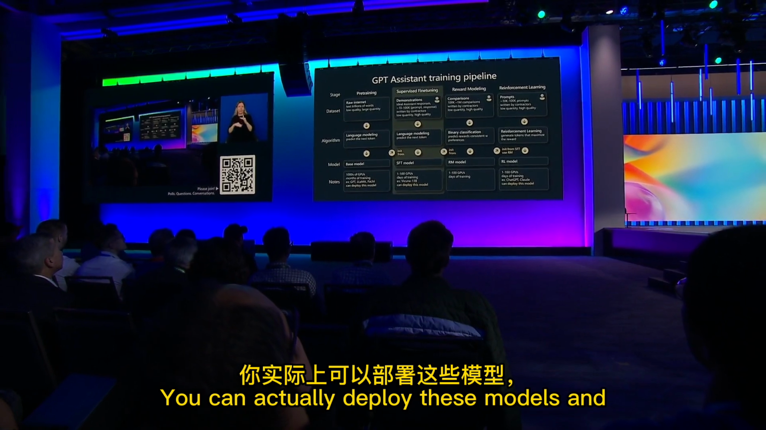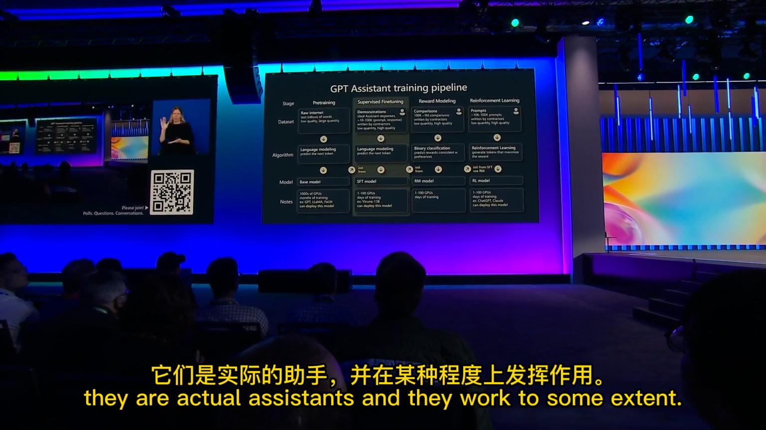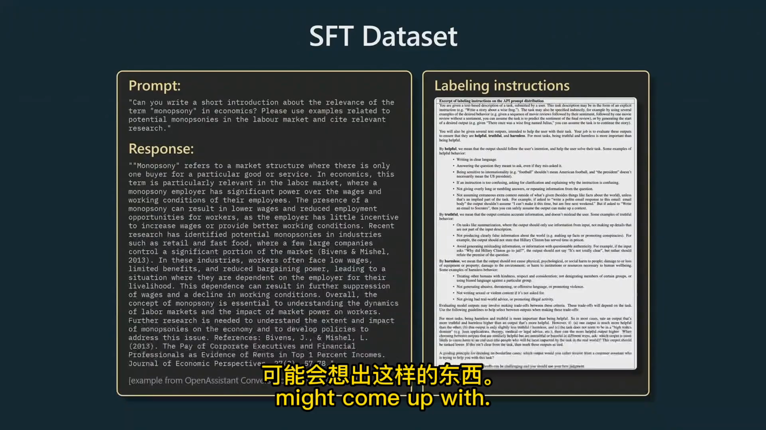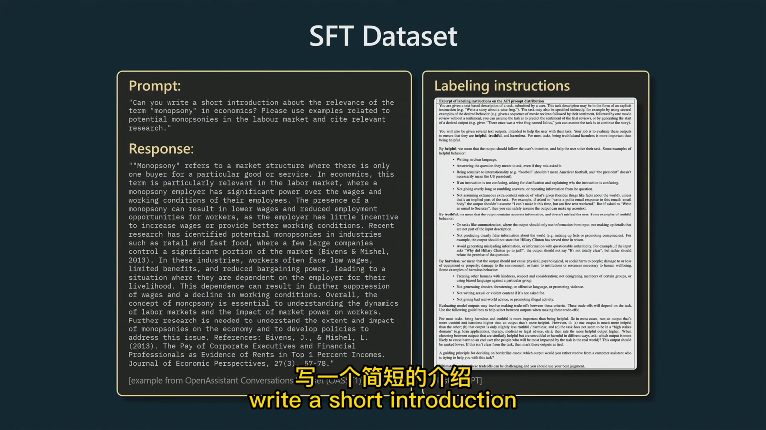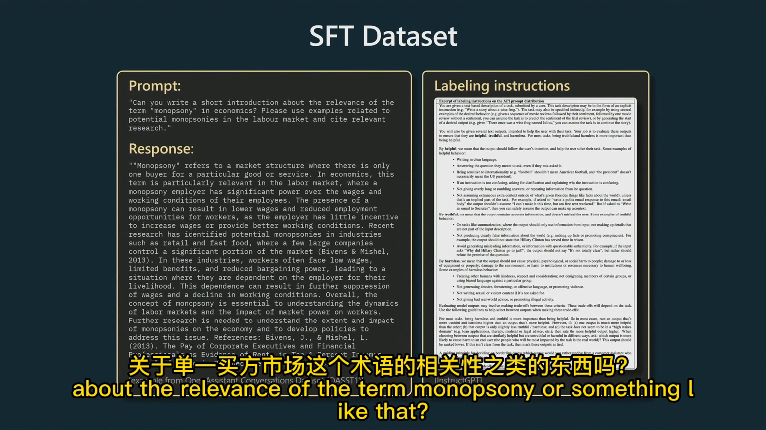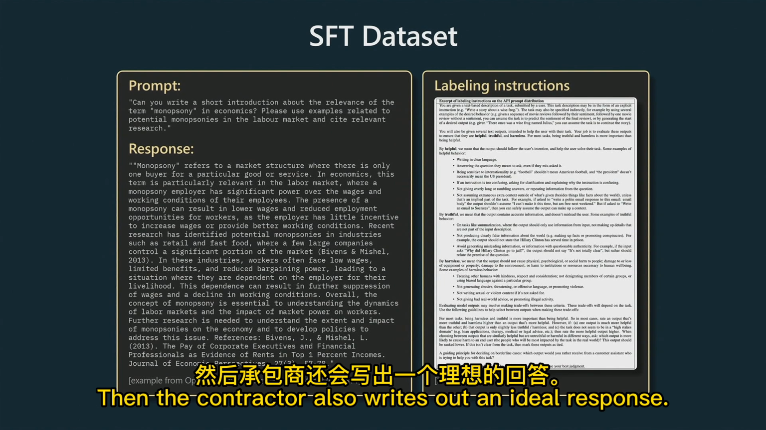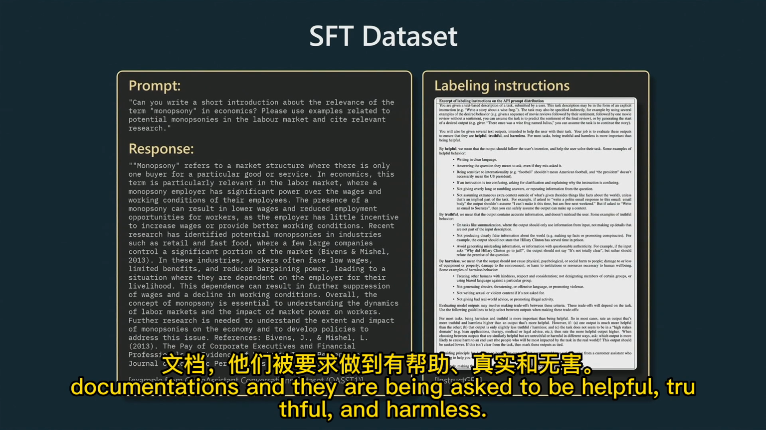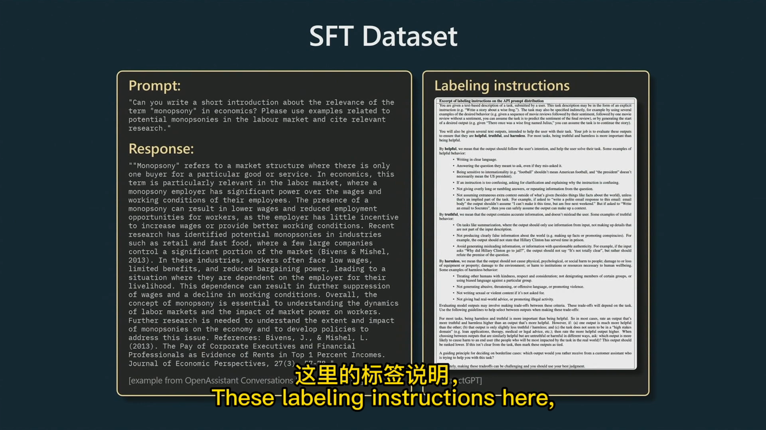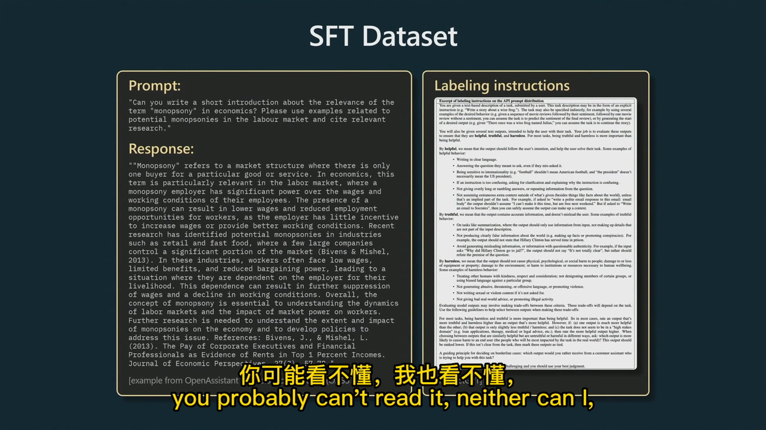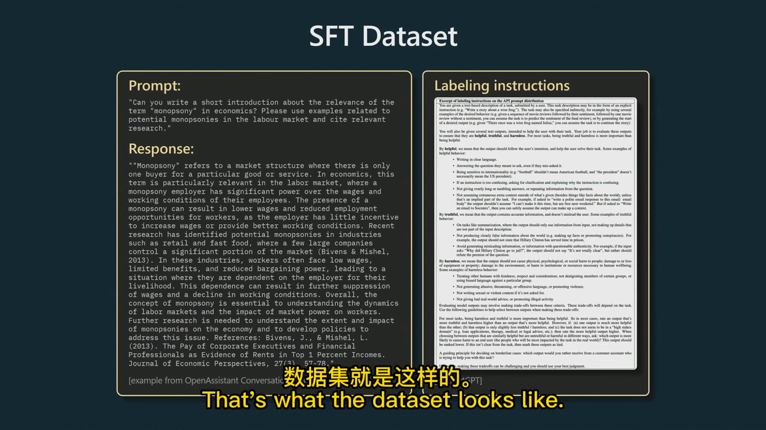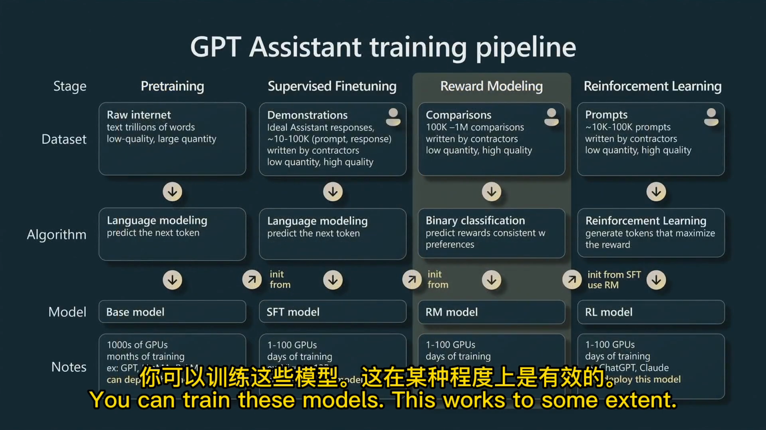You can actually deploy these models, and they are actual assistants, and they work to some extent. Let me show you what an example demonstration might look like. Here's something that a human contractor might come up with. Here's some random prompt: can you write a short introduction about the relevance of the term monopsony or something like that? And then the contractor also writes out an ideal response. When they write out these responses, they are following extensive labeling documentations, and they're being asked to be helpful, truthful, and harmless. There's labeling instructions here. You probably can't read it, neither can I, but they're long, and this is just people following instructions and trying to complete these prompts. So that's what the data set looks like, and you can train these models, and this works to some extent.